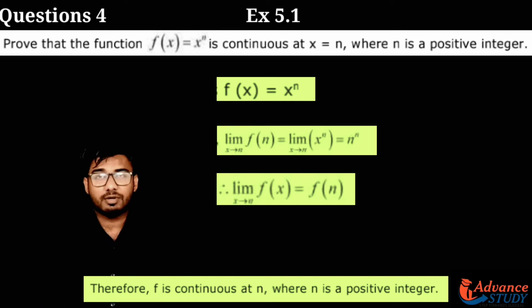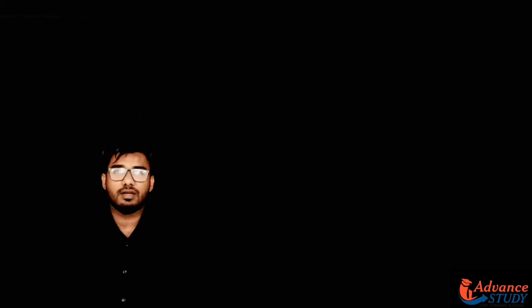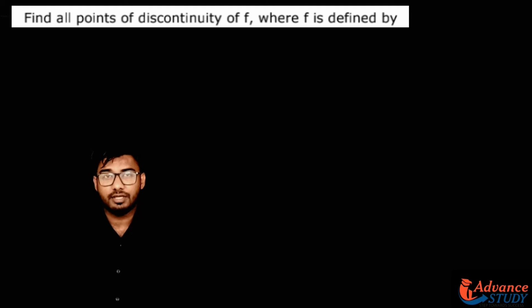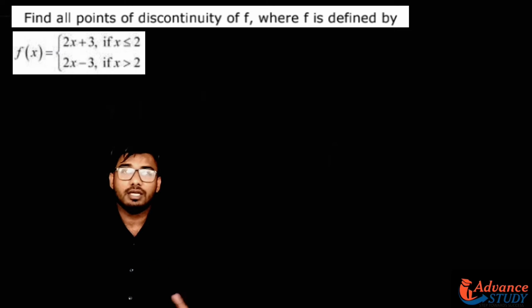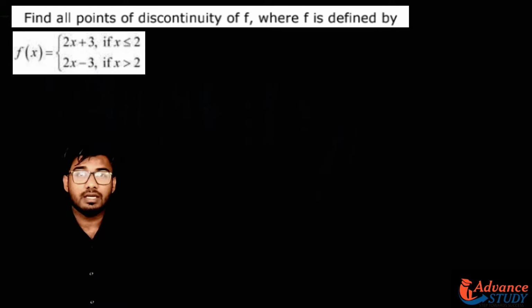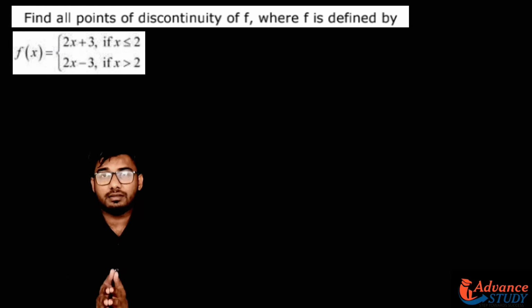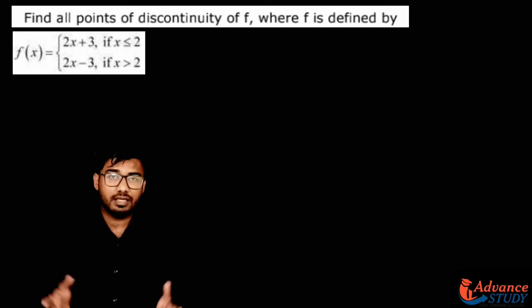Now let's talk about another question, that is question number 6 in this chapter. Find all the discontinuities of f where f is defined by: f(x) is equal to 2x plus 3 if x is less than or equal to 2, and 2x minus 3 if x is greater than 2. Can you find what value we have to take? So we have three cases: less than 2, greater than 2, and equal to 2.